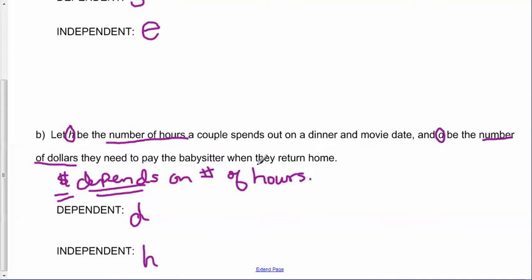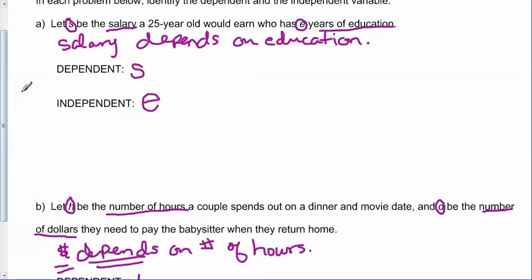Now, it's certainly true that there's a relationship between the number of dollars and the number of hours, or in our first example up here, there's a relationship between the salary and the education. But what's true with these problems, if you ask it both ways, salary depends on education, education depends on salary, there's really only one way that's going to make sense for these kinds of problems. So that's what you want to be able to get it into, a little summary statement like this, then you can identify the dependent and the independent variables.